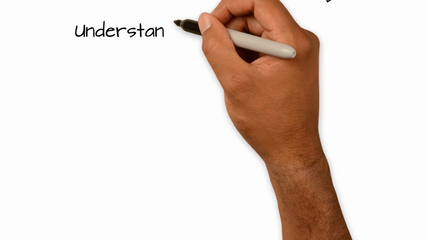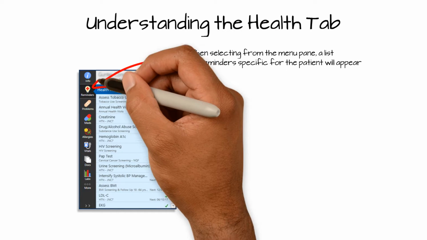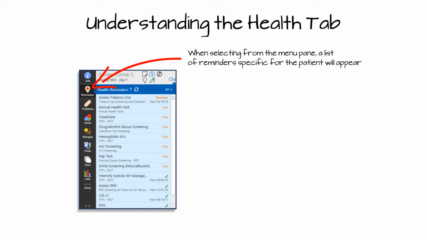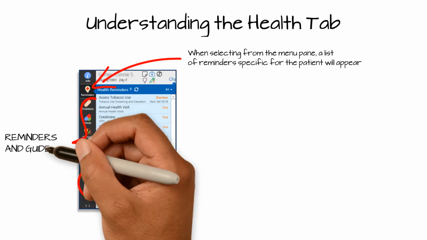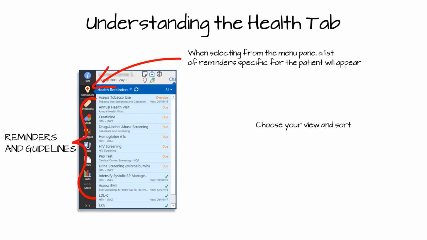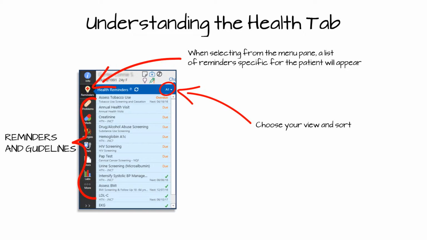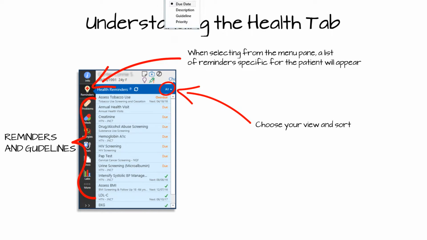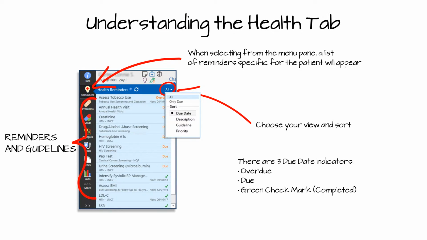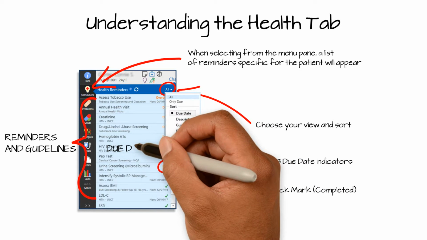Let's now review the Health Reminder button in the Patient's Chart a little further. When you select the Reminders button, a list of reminders and guidelines that are specific to that patient will appear. Click on the Sort option to modify the list view. The options are due date, description, guideline, and priority. There are also due date indicators that will display when a reminder is due, overdue, or completed.